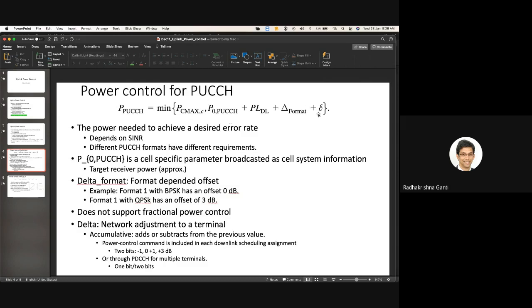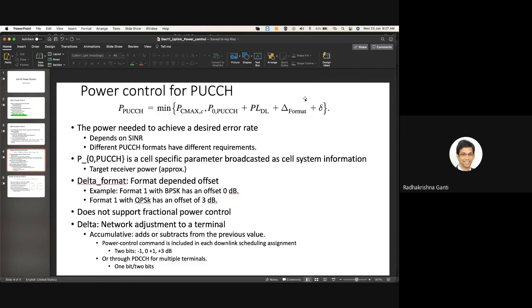Okay. Then what is this delta? Delta is the closed loop correction factor. First you transmit with delta equal to 0. Then the base station gets a certain power and sees if it's able to decode the PUCCH. If it's able to decode the PUCCH, it will say nothing. But if it finds that you are transmitting at very high power, it will send delta to be -1 in the next DCI format. Then you will put delta equal to -1 and reduce your power.